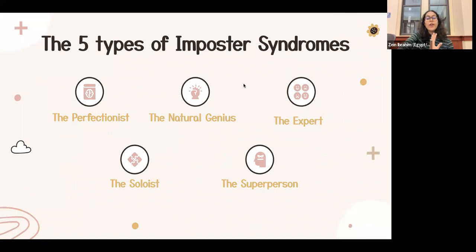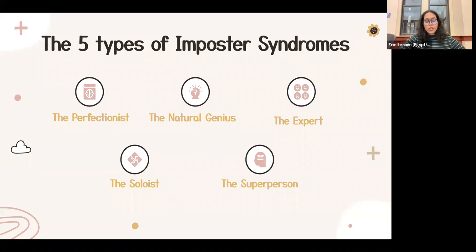So these are the 5 types of imposter syndrome. And while I'm going through this, I want you guys to think about which one you identify with the most, because I will be giving you tips and tricks on how to overcome each individual one. And then at the end, I'll be giving you generic ones that you can also apply. But try to see which one you identify with so you can find something that's tailored to what is affecting you directly. So the first one is the perfectionist.